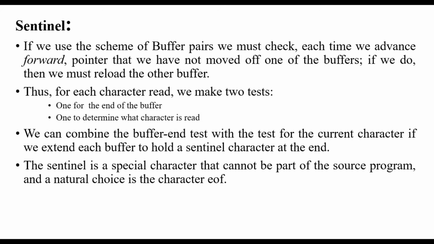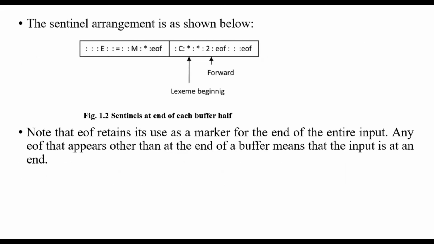If we extend each buffer to hold a sentinel character at the end, the sentinel is a special character that cannot be part of the source program, and a natural choice is the character end of file. So in the sentinel case, there are two buffers. At the end of each buffer, we have put end of file, which is known as the sentinel.